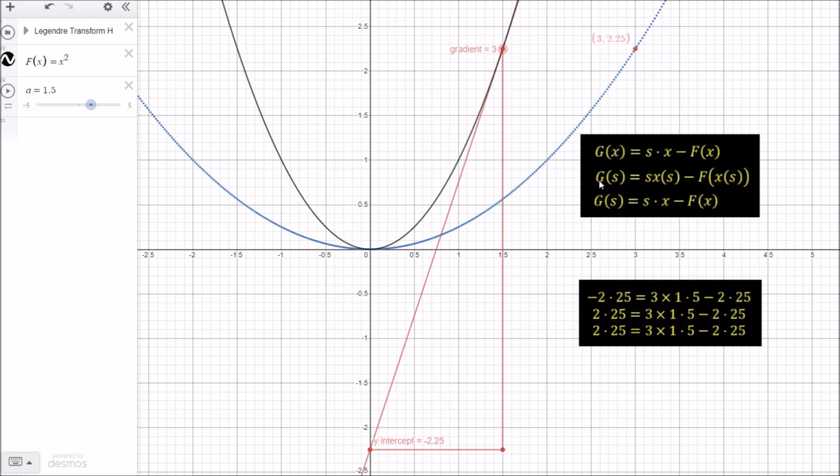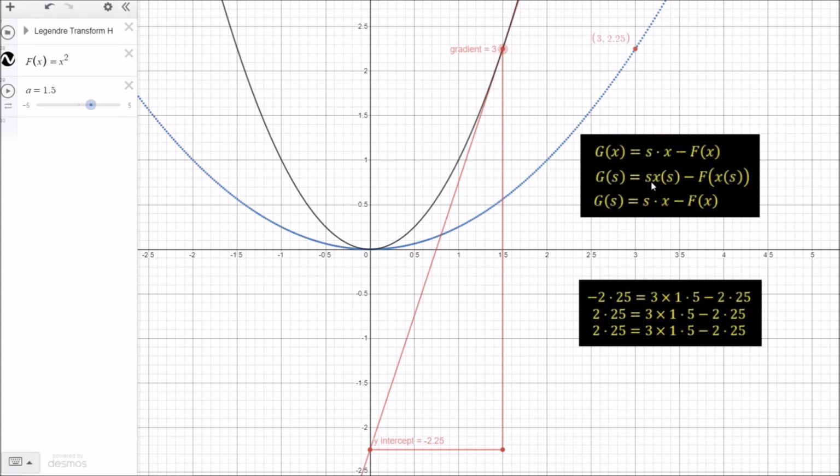So if we pick a value for s, we can't pick any value for s, we have to pick the value for s which is related to this x. So in this case our x is 1.5 and it gave us the value of s which is the gradient of 3. So if we work out the g of 3, well, the g of 3 is simply going to be our function here in blue at the value of 3. So we go to 3 and we come up to a height of 2.25. So on the left hand side we're going to have 2.25. So the g of s is 2.25.